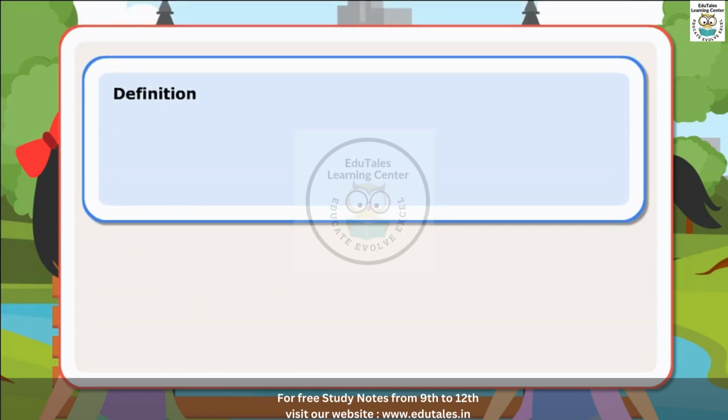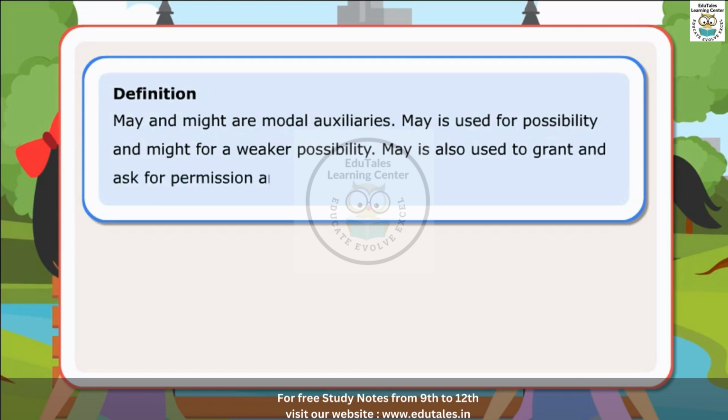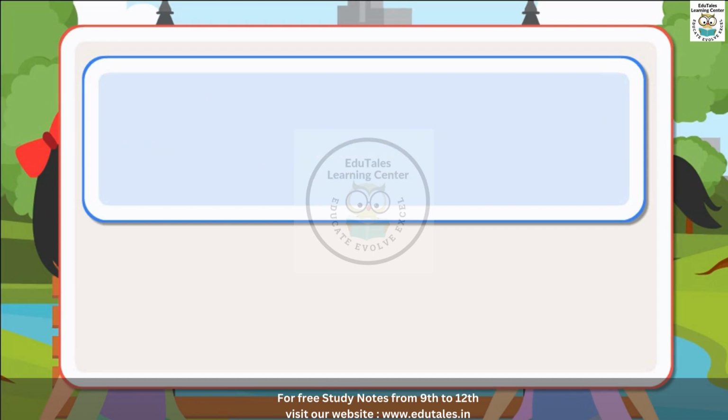Definition. May and might are modal auxiliaries. May is used for possibility and might for a weaker possibility. May is also used to grant and ask for permission and also to express a wish. Let us look at a few sentences.